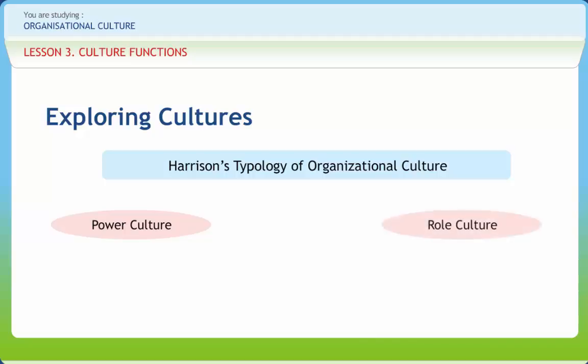Role culture. It is often referred to as a bureaucracy, and it works by logic and rationality. Its pillars represent functions and specialisms. Performance required is related to role and functional position.